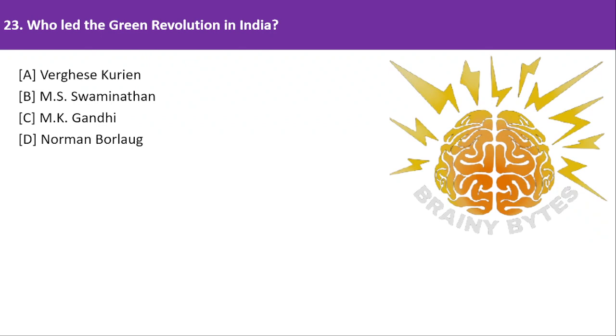Question 23. Who led the Green Revolution in India? Your options are: A. Verghese Kurien, B. M.S. Swaminathan, C. M.K. Gandhi, D. Norman Borlaug. Your correct option is B, M.S. Swaminathan.